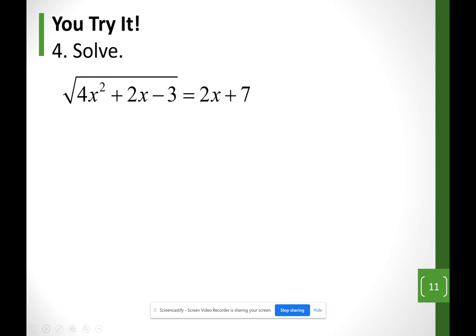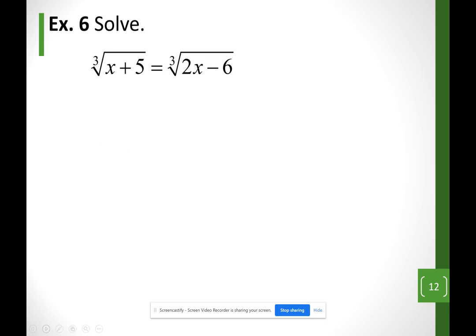Now for you guys to try at home, your answer in this case would be negative 2. Now let's take a look at this one. What if I have something other than a square root? What if in this case I have a cube root?